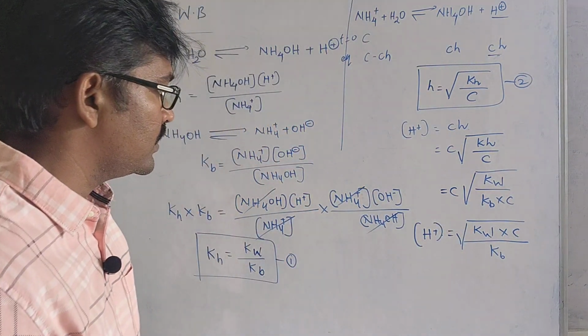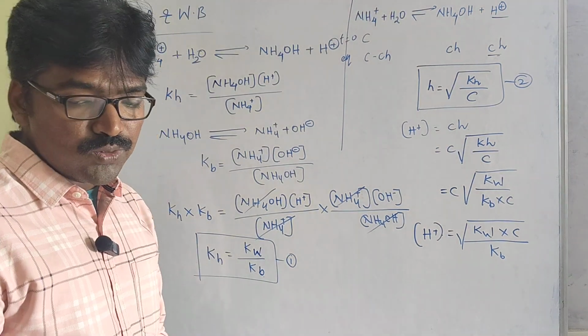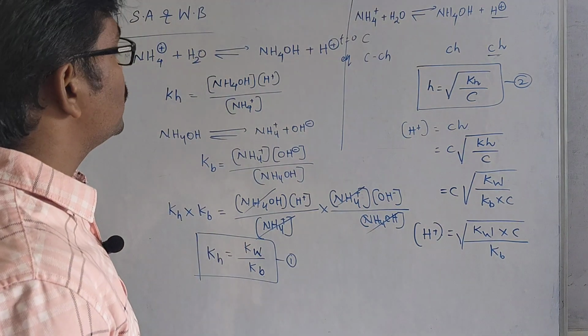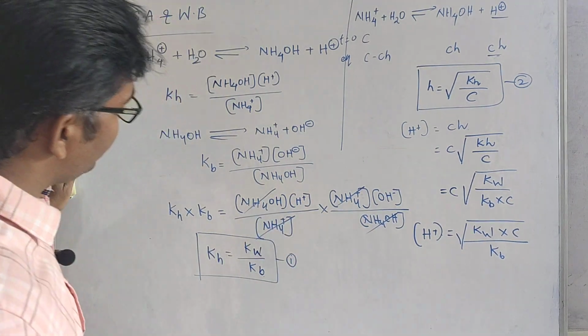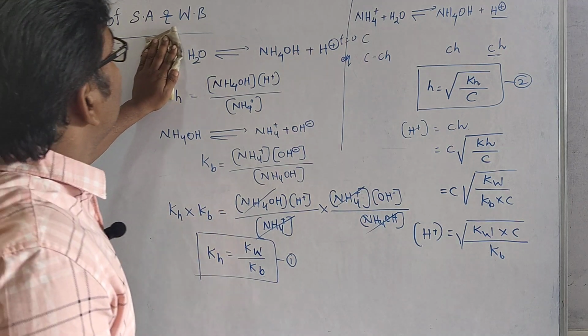Okay, my dear students. Sir, from the H plus ion concentration, what can we find out again? From the H plus ion concentration, then pH we can find out. So look at now, if you note it, then we'll discuss how to find out the pH.